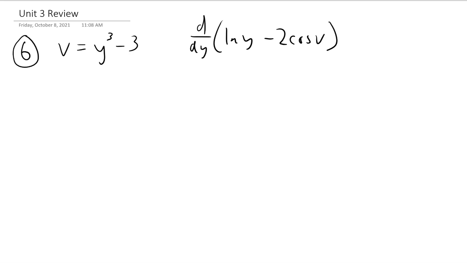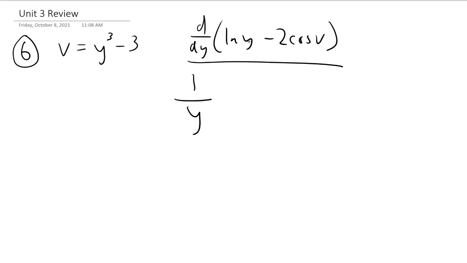Okay, question 6 tells us v is y cubed minus 3, and then it asks us to take the derivative with respect to y of the natural log of y minus 2 cosine v. Okay, so we're taking the derivative here. How do we take the derivative of the natural log of something? 1 over something. You just need to have that memorized.